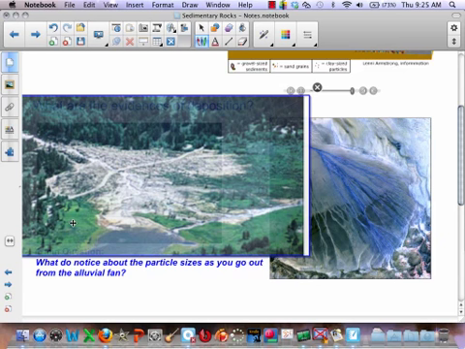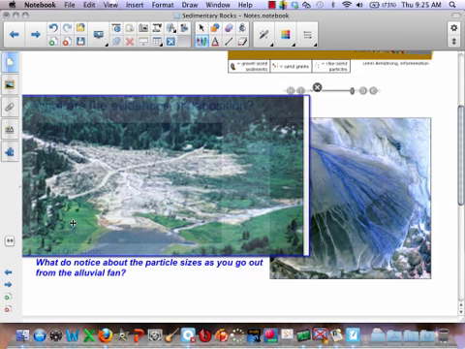And then as you move out, what do you notice about the particle sizes? They get smaller and smaller. And that's because as I move away, my velocity keeps decreasing, and then those relative sizes start dropping out. So the first thing to fall out are the big boulders. After that, we get the small pebbles and small gravel. Then we get the sand, then we get silt, and eventually the clay is the last thing to fall out of suspension. Does that make sense?